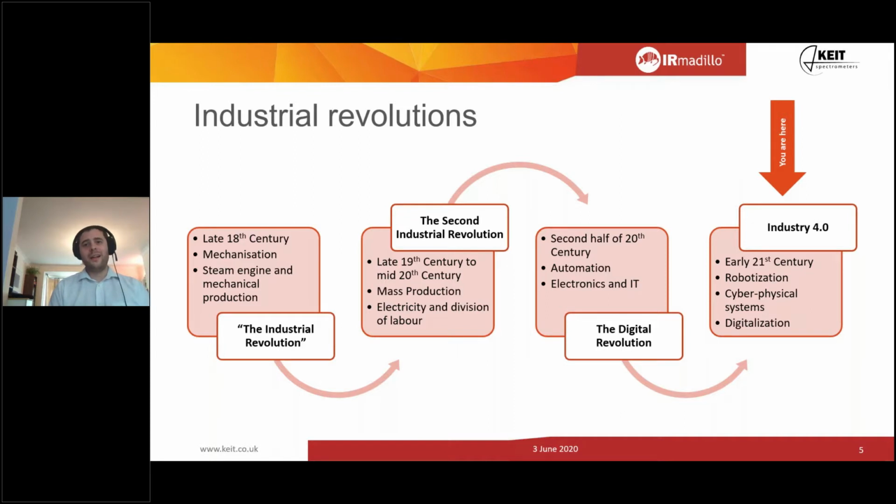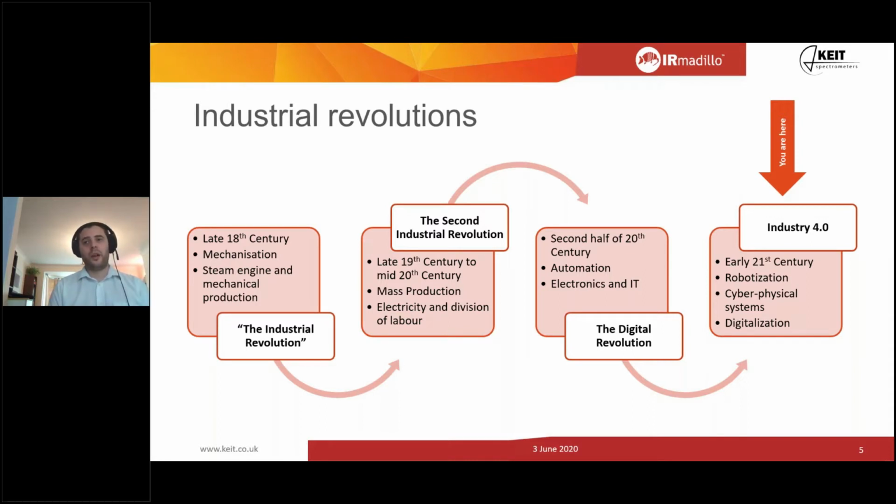And we are now in what's been given the sexy name of Industry 4.0, and this is the fourth industrial revolution. And this is going beyond just computers. This is computers talking to other computers, talking to equipment, the robotization, cyber physical systems, and digitalization. This is the beginning of fully automated processes.